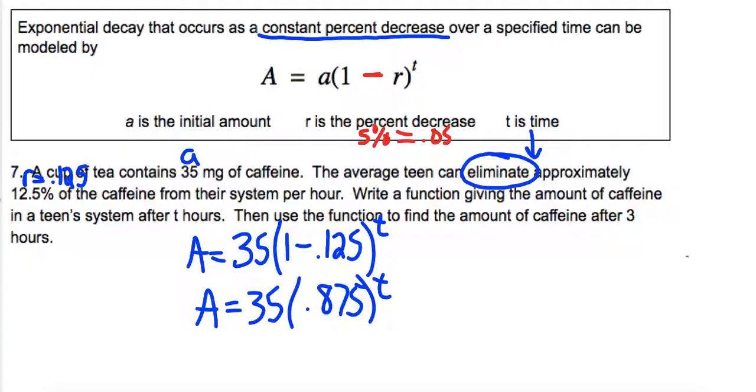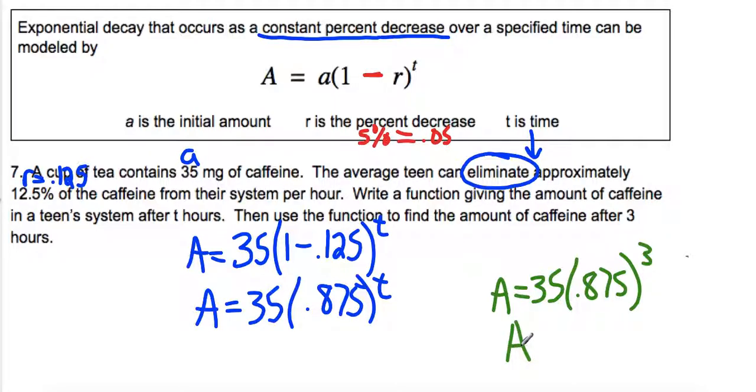All right, so this is our function, and now we want to use it to find the amount of caffeine in your body after 3 hours. So we have 35 times 0.875 to the 3. You can put it all into your calculator just like this. Your calculator knows order of operations. Just make sure if you're doing it by hand, you have to do the exponent first, then multiply by 35. When you put it all in your calculator, I think we end up with about 14.8 milligrams. So the 35 milligrams of caffeine that you started with, after 3 hours, you're down to 14.8 milligrams.